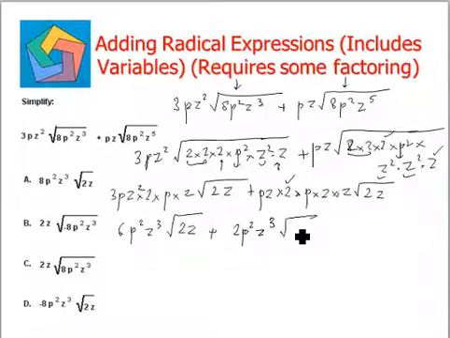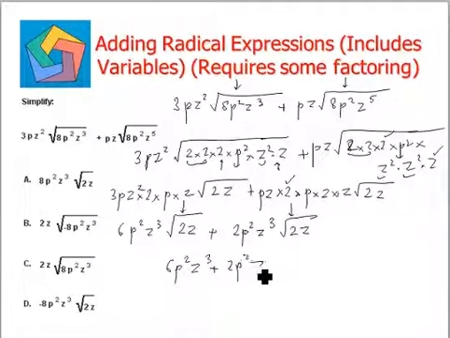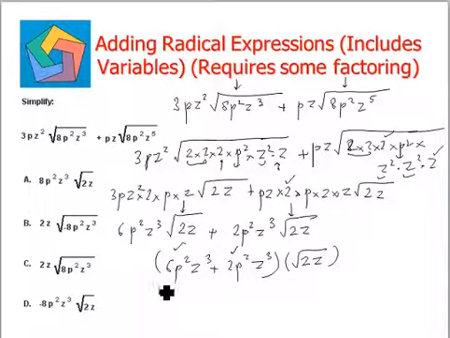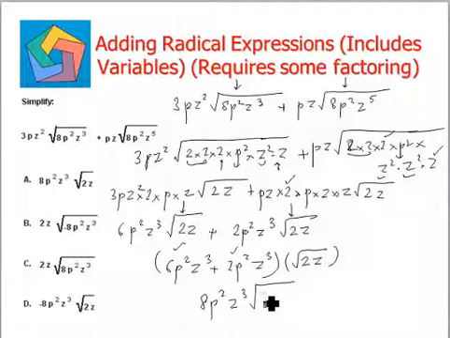Inside we have 2z. So here we see we have similar radical parts, we can add them. This makes it 6p squared z cubed plus 2p squared z cubed in parentheses multiplied by square root of 2z. Now this is 6 plus 2, 8, because they are like terms and can be added. This is 8 p squared z cubed square root of 2z. This is our final answer, which can be seen in option A.